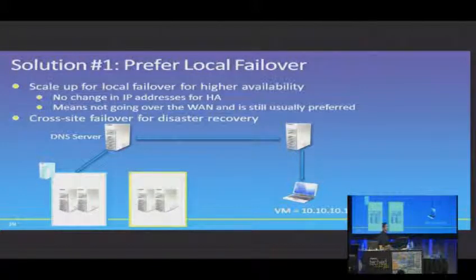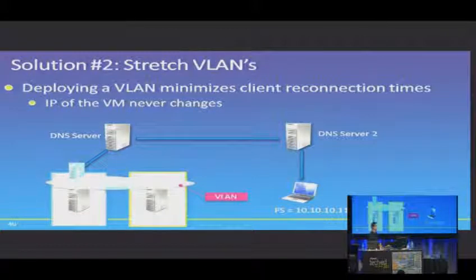To get around it, what you can do is set up the cluster so that we prefer to fail over locally. If this system went down, it would try and start on this system before it failed over to the remote site. So it fails over to the local site and still maintains the same IP address. Or if I can stretch the IP across the two domains, the two data centers, then it doesn't matter if I fail over locally or remote. It's going to have the same IP address.